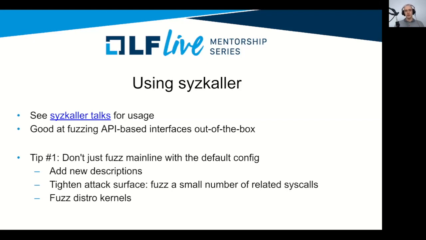It usually works great if those three are related. In the case of network fuzzing, for example, what I've been doing for a long time is enabling TCP sockets, the send syscall, the receive syscall, and setsockopt. I would be fuzzing just those four syscalls. Something else you can do is fuzz distribution kernels. This way you can detect bugs that have been fixed in the mainline but haven't been fixed in the distro kernels.